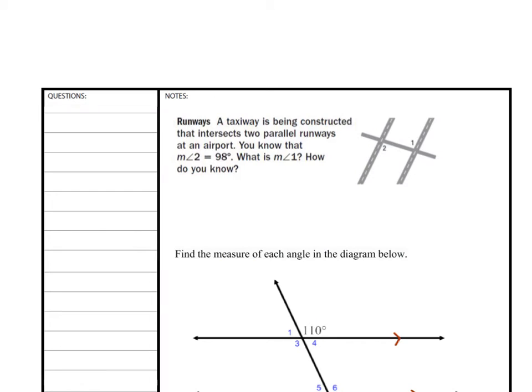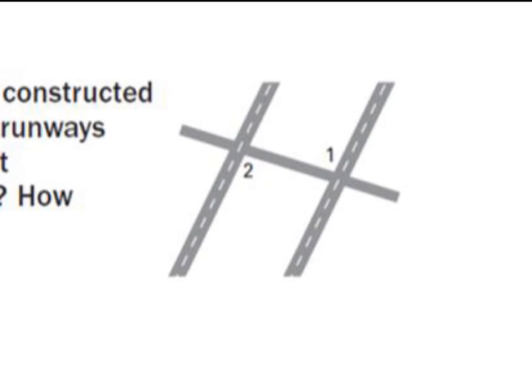Make a note, this is without patty paper. No patty paper here. You can do it with patty paper, but I'm not. So for this problem, I'm not doing it with patty paper. Let's read the question. It says, a taxiway is being constructed that intersects two parallel runways. I just told you that they were parallel. So go to your diagram and we do these little markings for parallel.